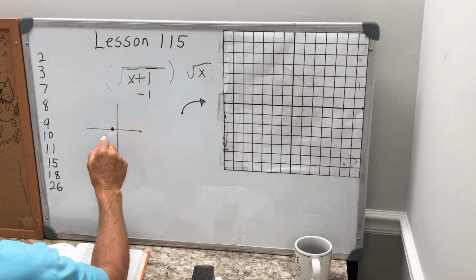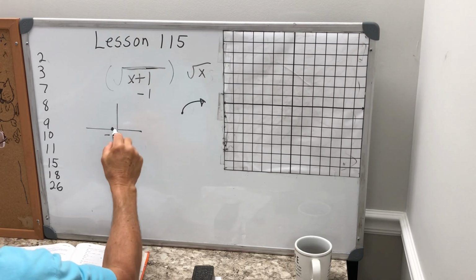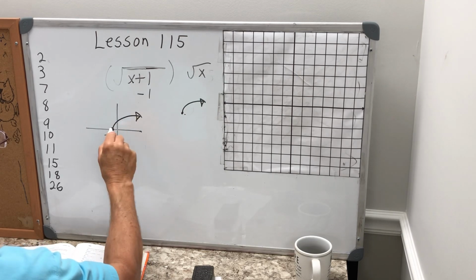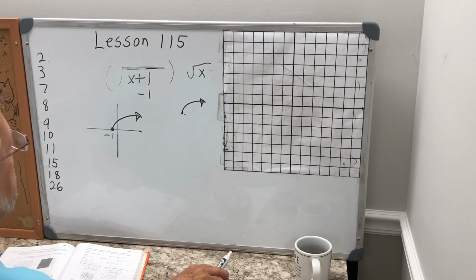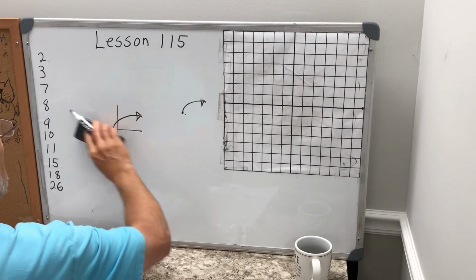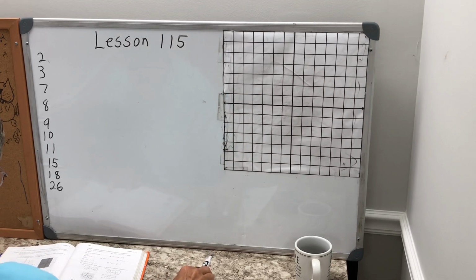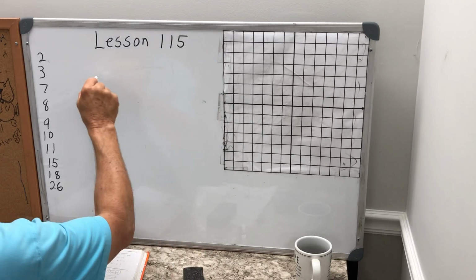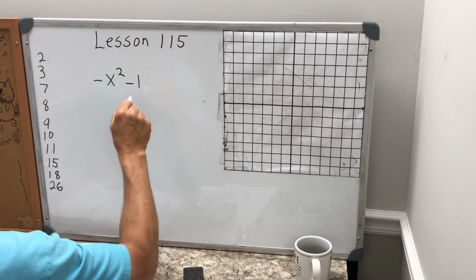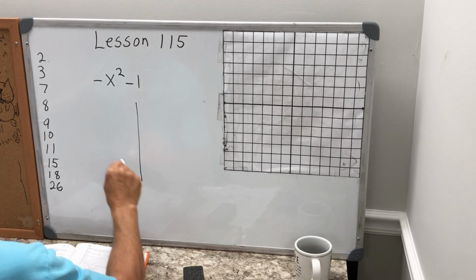Negative 1 to the x line, and we will use this graph, and so it goes up and over like this, starting from negative 1 on the x line. That is number 10. We also have number 11. This was negative x squared. Negative 1 does not have inclusive lines.